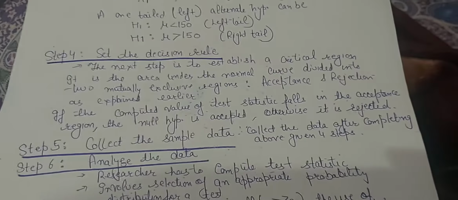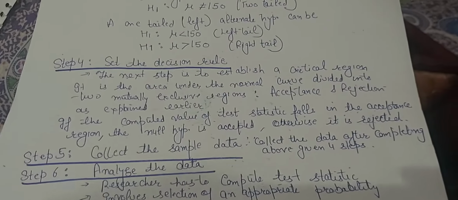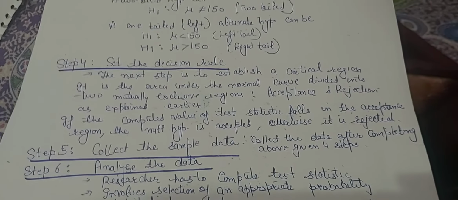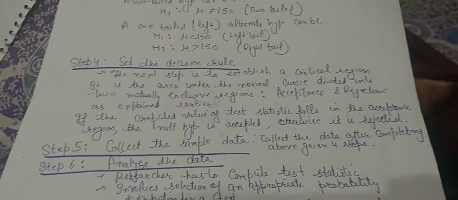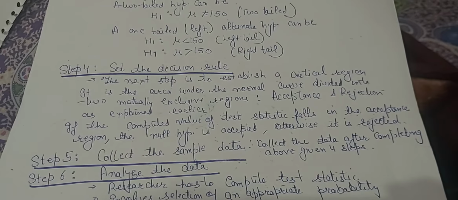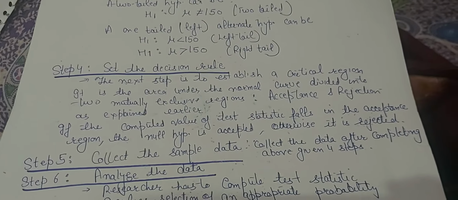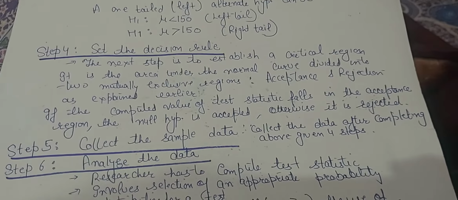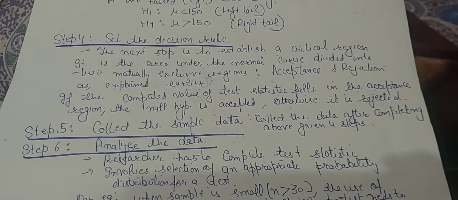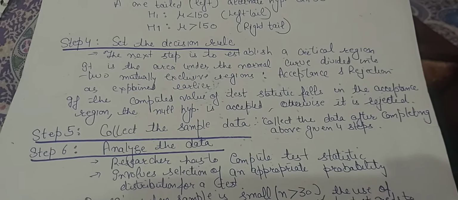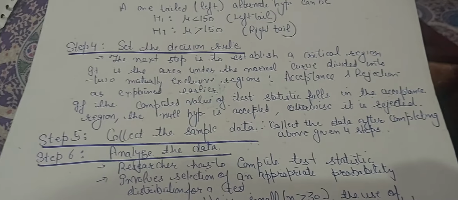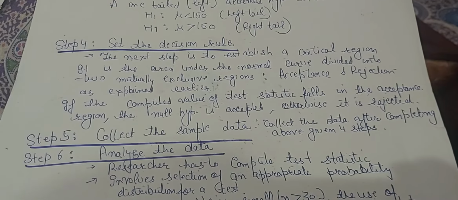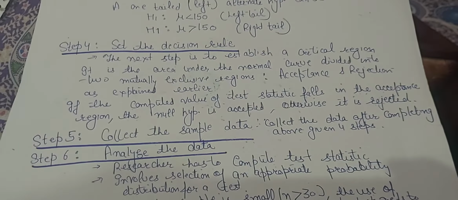Now, step 4 would be to set the decision rule. The next step is to establish a critical region. What do you mean by critical region? I already told you. If the computed value falls in the acceptance region, the null hypothesis is accepted, otherwise it is rejected. So it is the area under the normal curve divided into two mutually exclusive regions, that is acceptance and rejection, as already explained in detail.